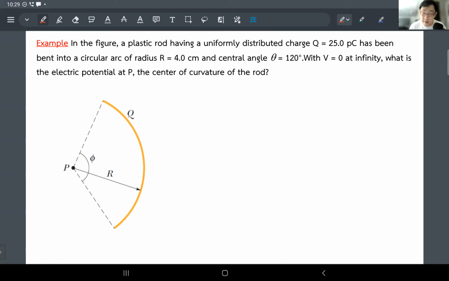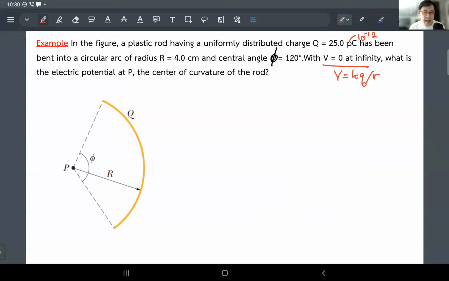All right, let's read through the problem together first. In the figure, a plastic rod having a uniformly distributed charge capital Q, given in picocoulombs, where pico is 10 to the negative 12, has been bent into a circular arc of radius R, given as 4 centimeters. The central angle is also given. It's supposed to be phi, guys, sorry, the figure is in phi, so let's change that to phi. The phi is 120 degrees. Take V to be zero at infinity. That's good. Whenever you see this, you think of kQ over R. That is allowed. What is the electric potential at P, the center of curvature of the rod? You want to give it a shot?